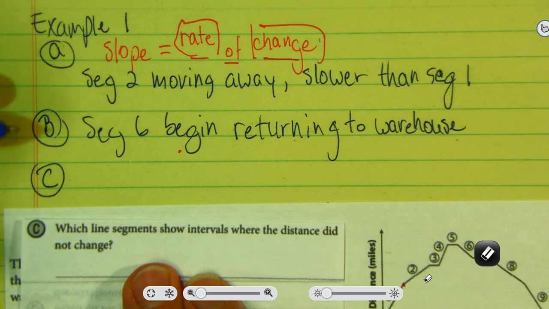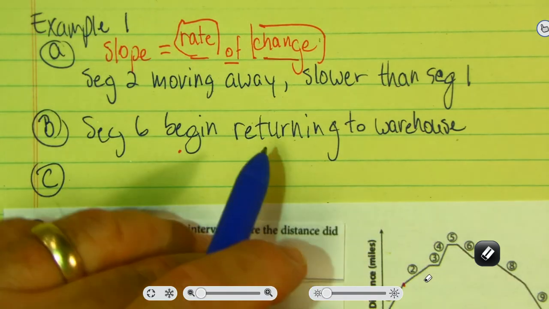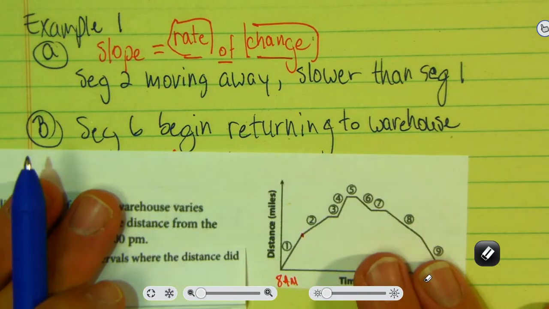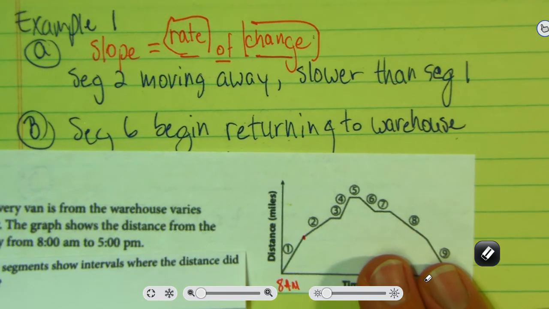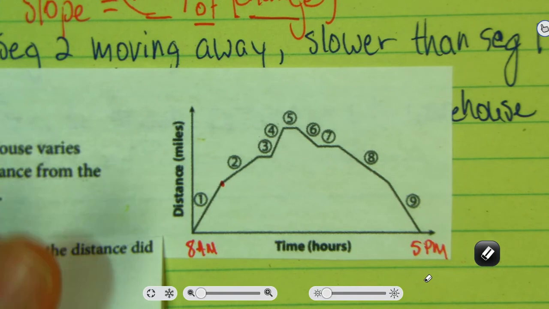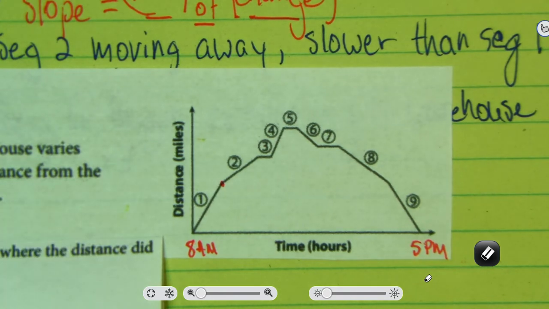Jaylen, I'll ask you. Which line segments here on this graph? Okay, we're looking at the graph. Let me show it to you just a little better, maybe. That might help. Where is it on that graph that the distance doesn't change?